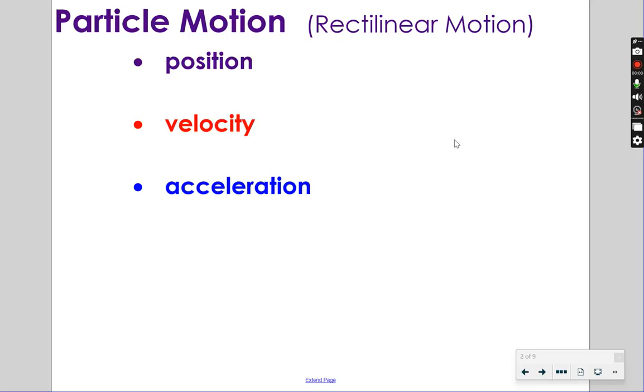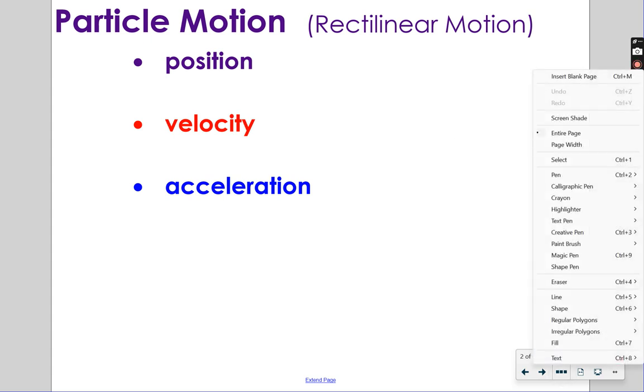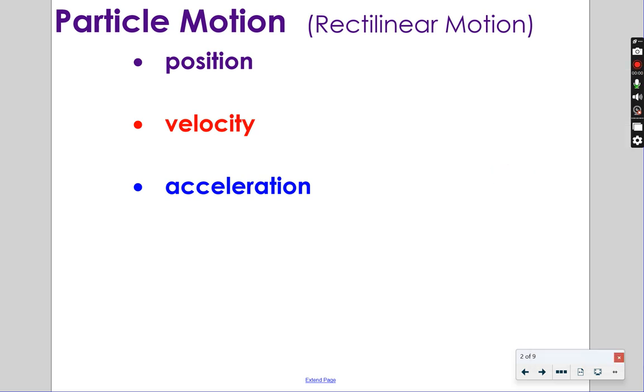All right, particle motion. This is real similar to what we did in the last unit where we have function, first derivative, second derivative. We're just going to call it position, velocity, and acceleration now. So position is like my original function. Most of the time it's called s of t or x of t.